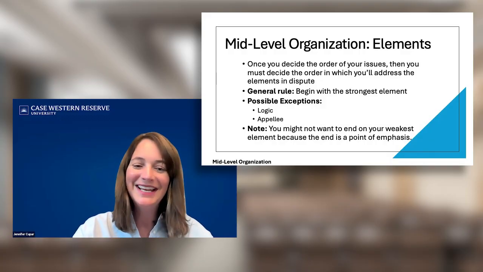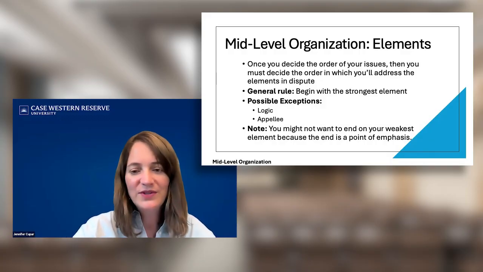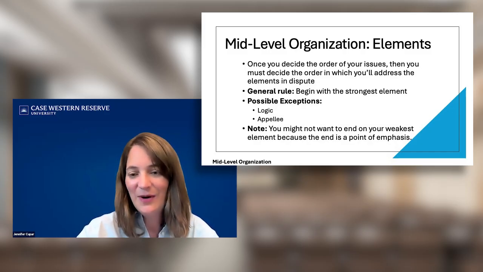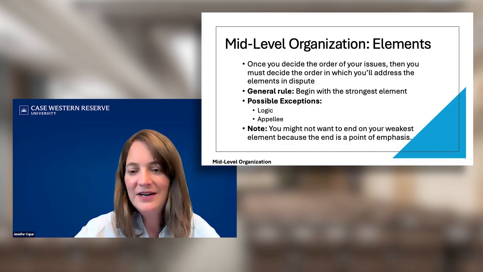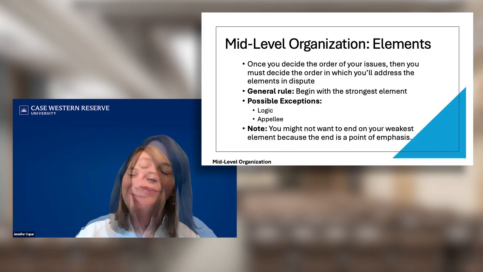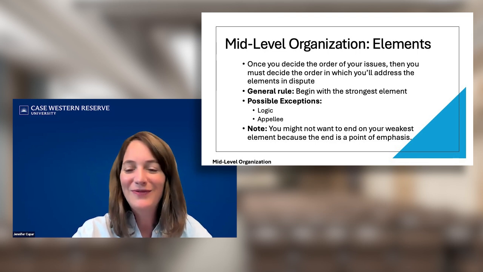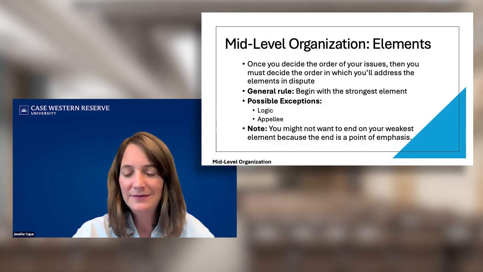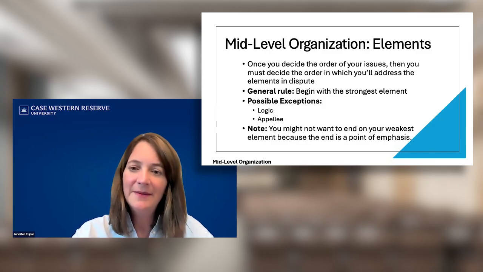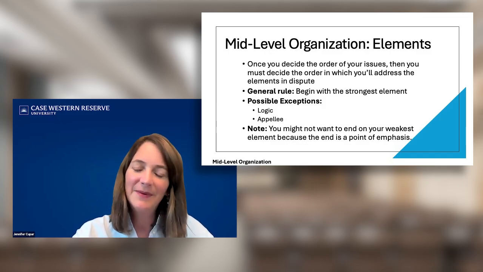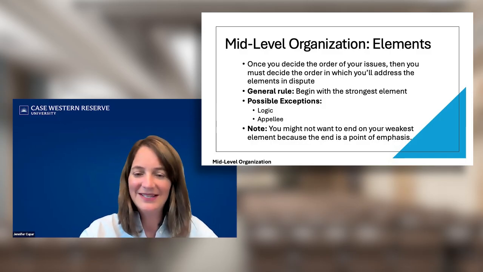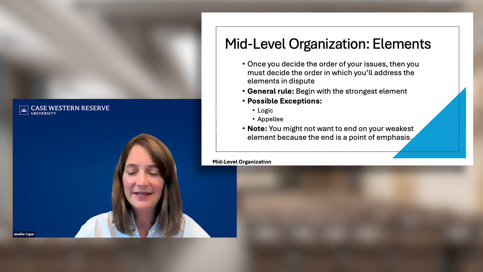One side note here is that you probably don't want to end on your weakest element. And that's because the end is also a point of emphasis for a reader, and that's the recency principle. Primacy and recency are two very important psychological principles that can help you emphasize your points of strength and kind of minimize the weakest points. And by that I mean put your best stuff first and last, and kind of bury the things you're the most worried about in the middle, because the middle tends to be the place where the reader places the least emphasis.